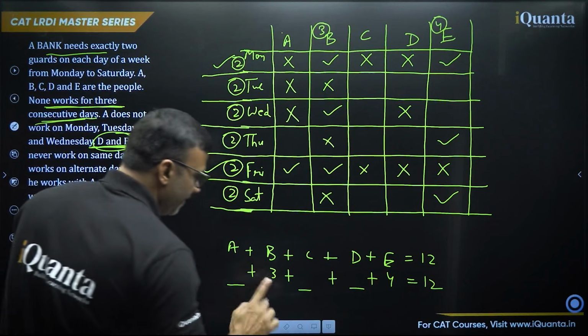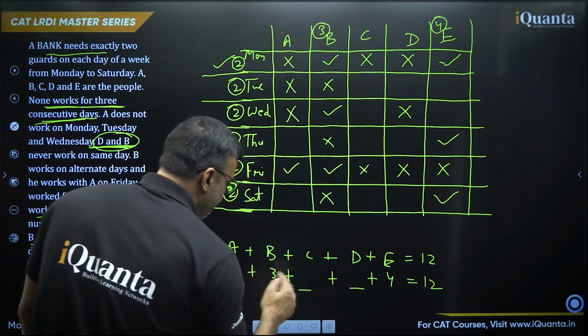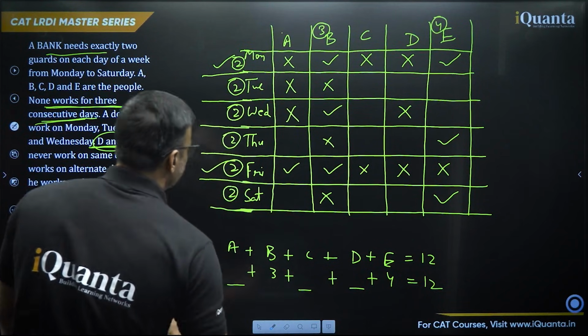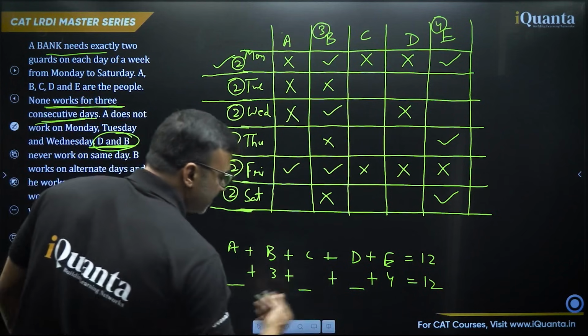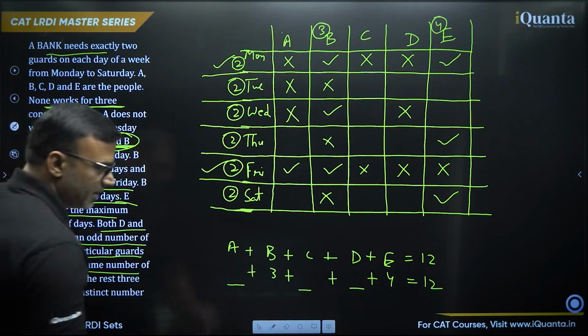If I distribute 5 among 3 people, it could be 4, 1, 0. That is not possible. Everyone has to work on some days. And I cannot take 4 because 4 is the maximum. The maximum that I can take is 3.